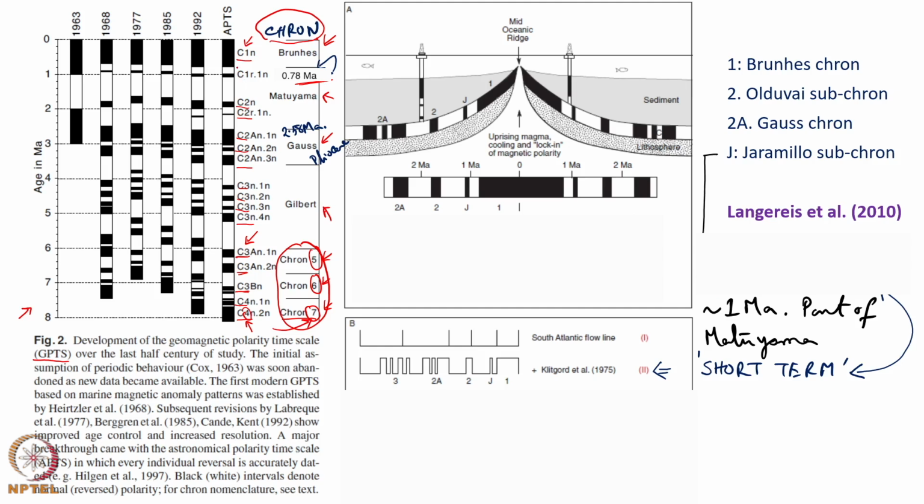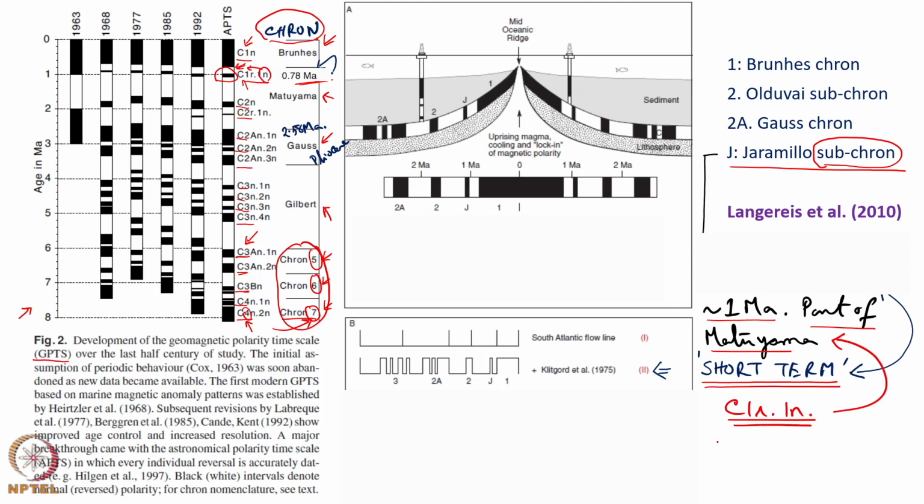If we go down from Brunes, we find a reverse polarity given by the white box and then a normal polarity given by black. So, this one is given by C1r.1n. Here n stands for the normal polarity, and it is called the Jaramillo subchron. It is a division of the chron, therefore the term subchron is used. It indicates normal polarity at around 1 million years and it is a part of Matuyama. We see that C1r.1n is a part of Matuyama.